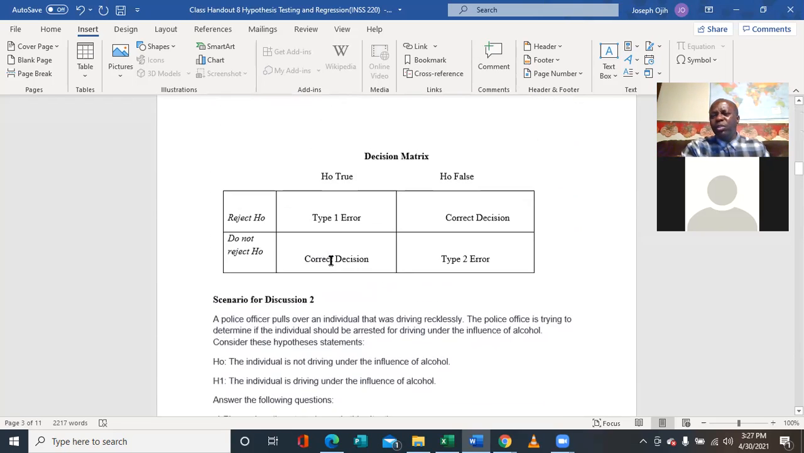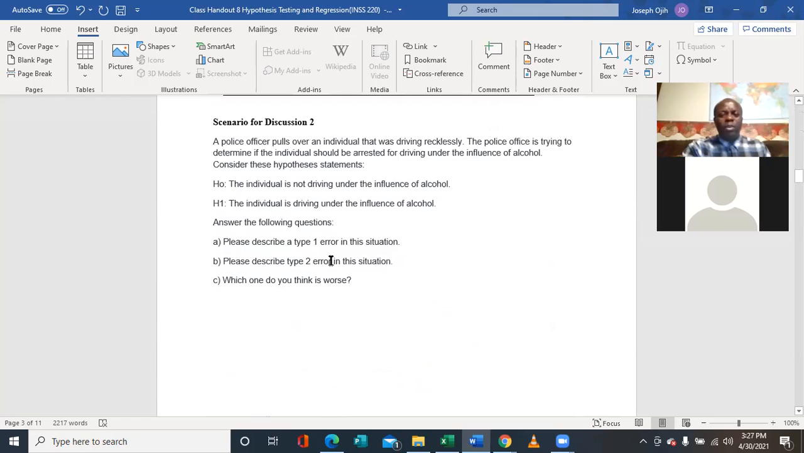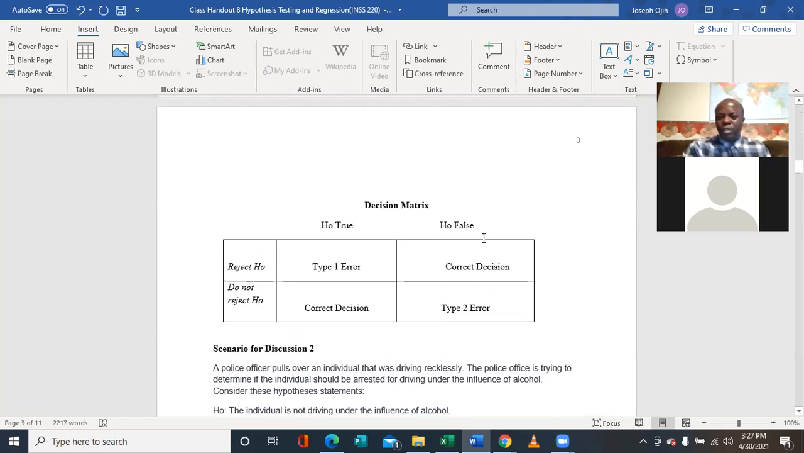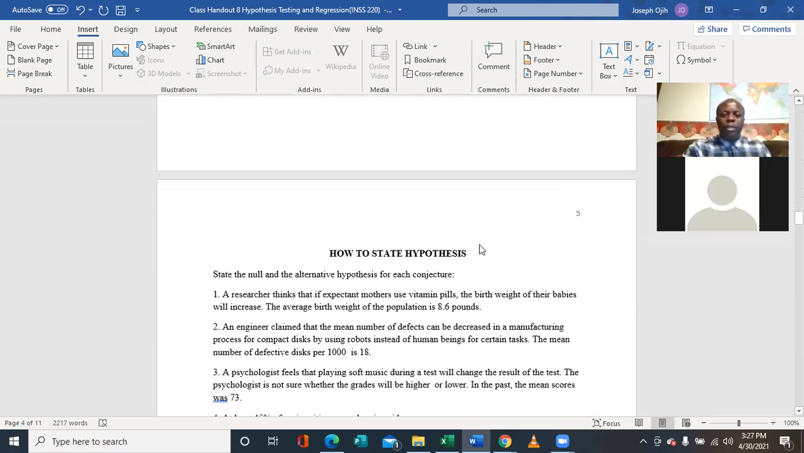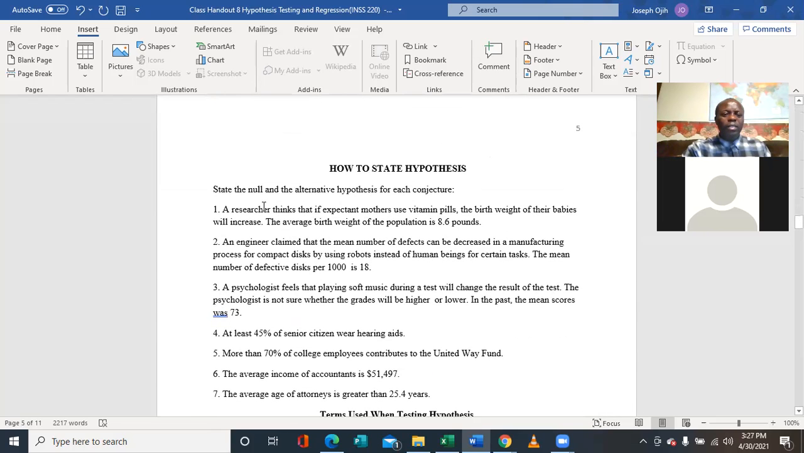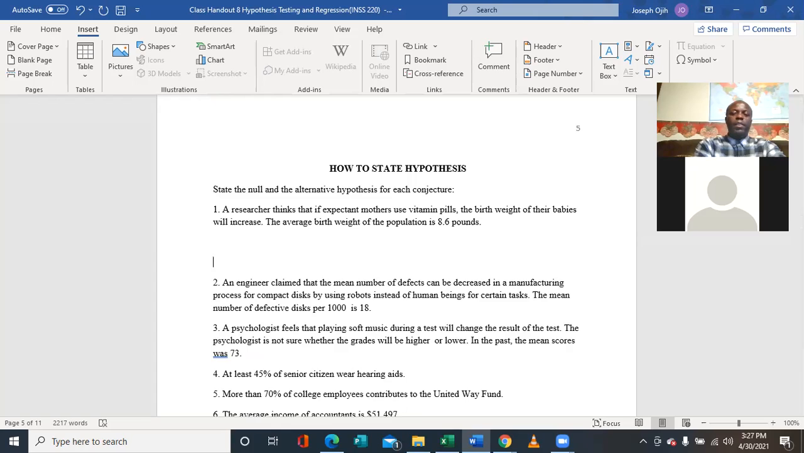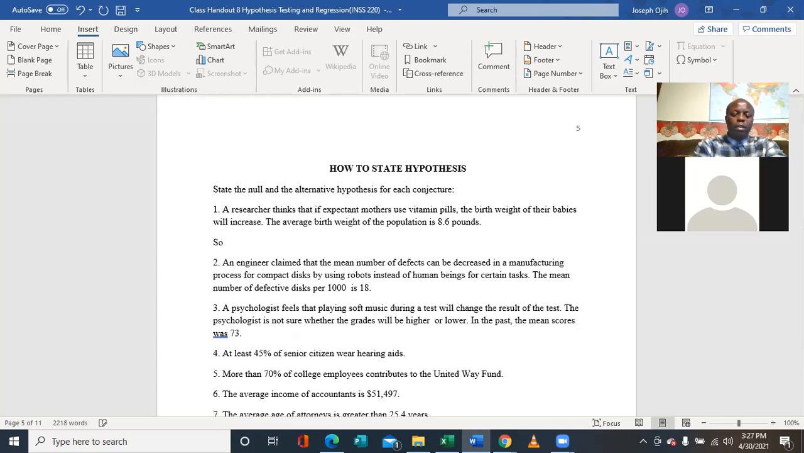Since you have no question, I don't have to show you another example of this decision matrix. So there's no point. Let's go to stating hypothesis. It says here, state null and alternative hypothesis for this conjecture. Okay. Now look at the first one. First one says our solution.